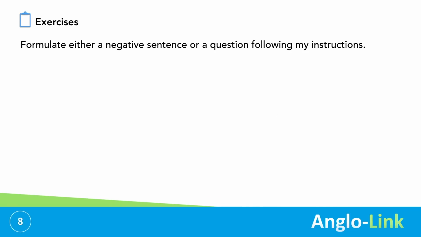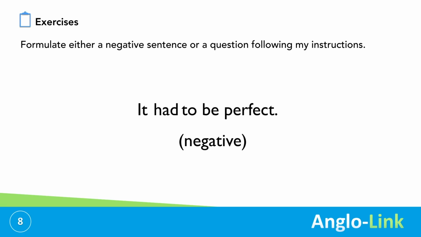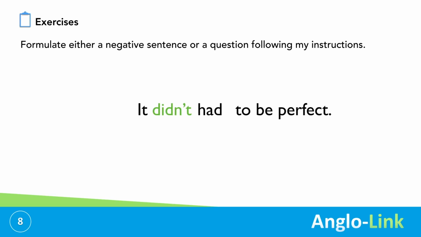Number 8. It had to be perfect. Make it negative. It's the past tense. We need the auxiliary. Didn't. It didn't. What else must change? Correct. It didn't have to be perfect.